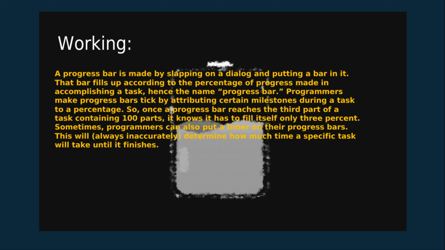Programmers make a progress bar tick by attributing certain milestones during a task to a percentage. So once a progress bar reaches the third part of a task containing 100 parts, it has to fill itself only 3%. Sometimes programmers can also put a timer on their progress bar. This will always be inaccurate. It will determine how much time a specific task will take until it finishes.